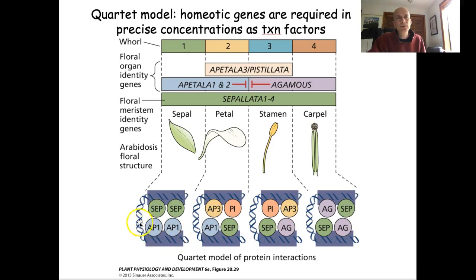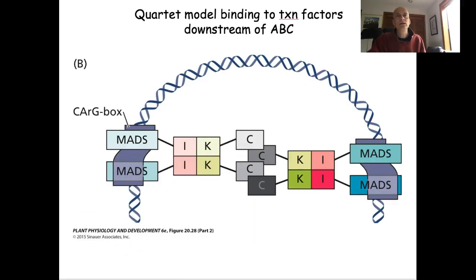So this is supposed to be the DNA that it's binding to. Remember that there were these boxes, right? There were the protein-protein interaction boxes, but there were also the protein-DNA interaction boxes. And so the quartet model puts that all together to suggest how these proteins not only interact with each other, but also how they interact with the DNA. You can also see that on this slide here, where you have the MADS box binding to the DNA.